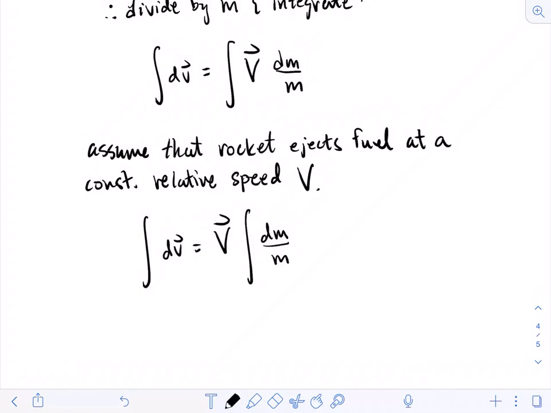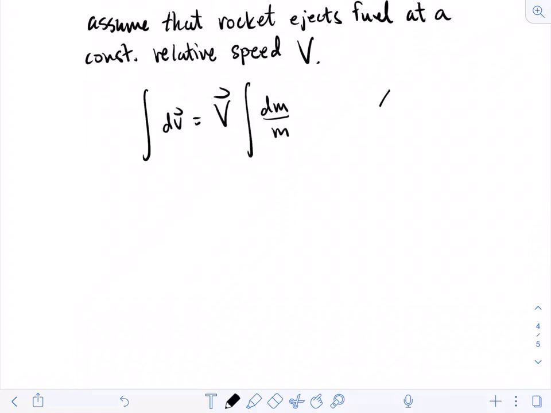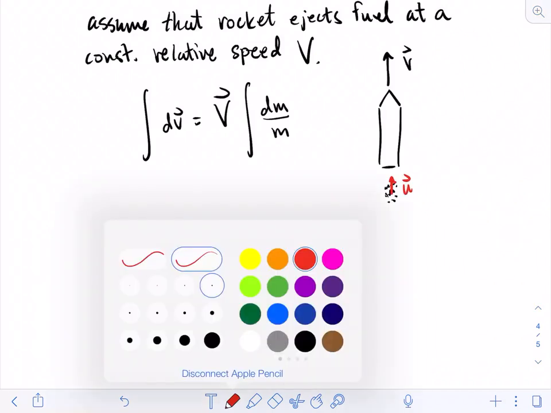Okay, so let's think about our vectors a little bit. What we're going to have is a rocket. Let's say it's moving towards the top of the screen, and so it has a velocity v towards the top of the screen. Then it's ejecting particles, that is the burnt fuel, and those particles will have a speed u that will follow behind the rocket.